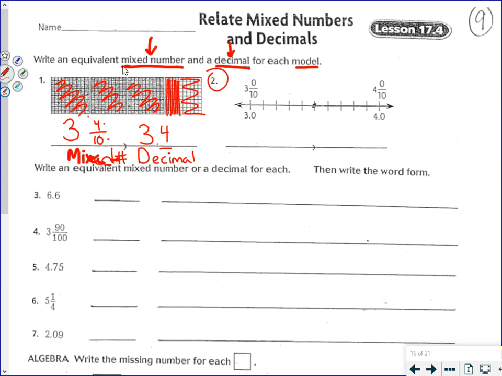So we're starting with 3.0 and 4.0. So I know that we're going to be using tenths. Pause the video if you haven't and do this by yourself. I'm going to find the mixed number first.